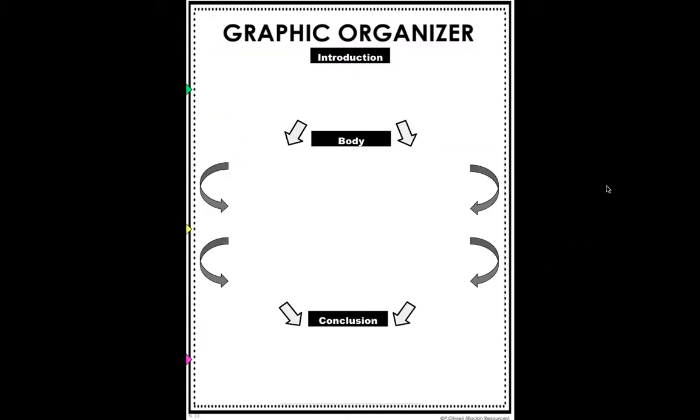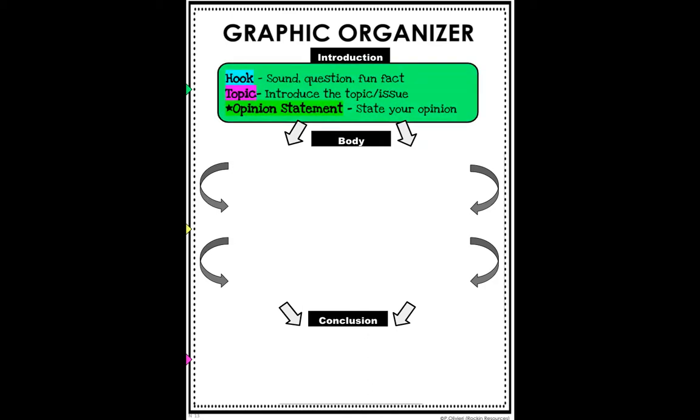So let's look at this graphic organizer a little bit closer. In the introduction paragraph, we want to again start with that hook. And remember, a hook could be a sound, a question, or a fun fact. Then your next sentence, you want to make sure that you introduce the topic. Are you going to be talking about class pets? Or are you going to be talking about your favorite season? Or are you going to be talking about why kids should use or not use technology?